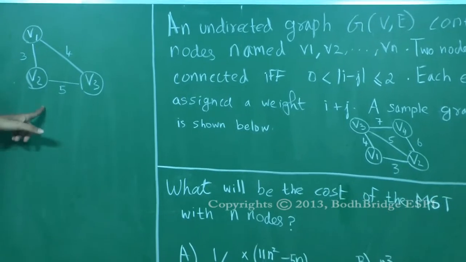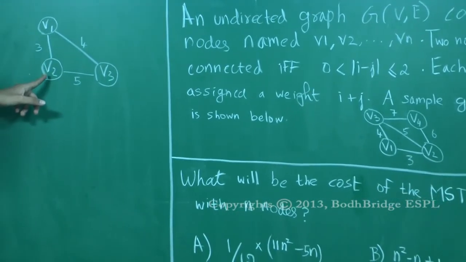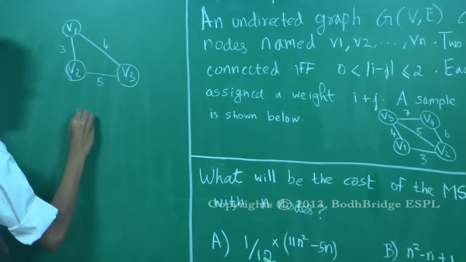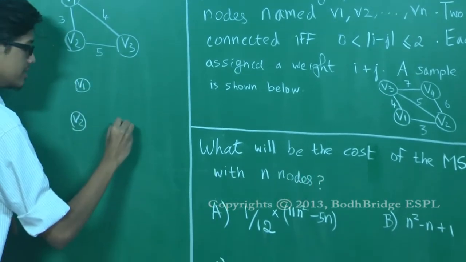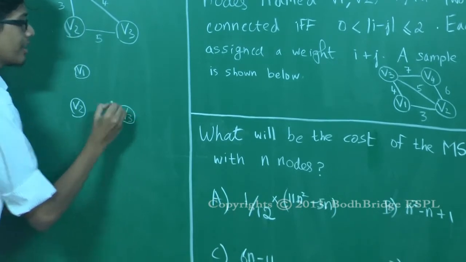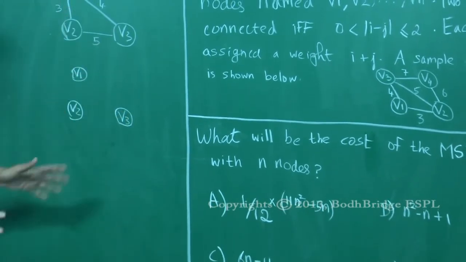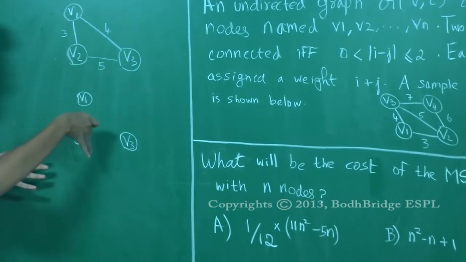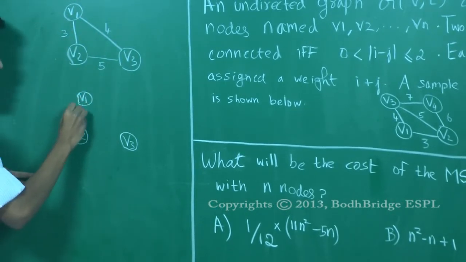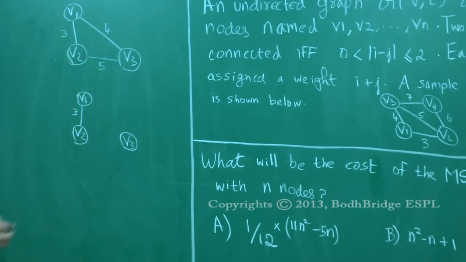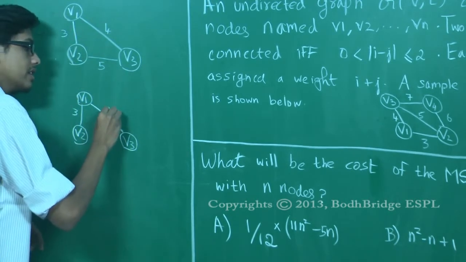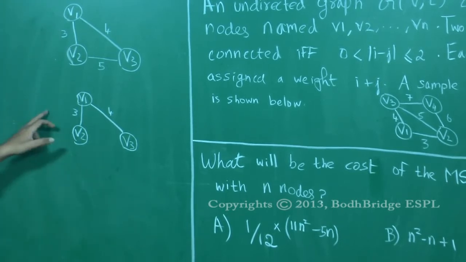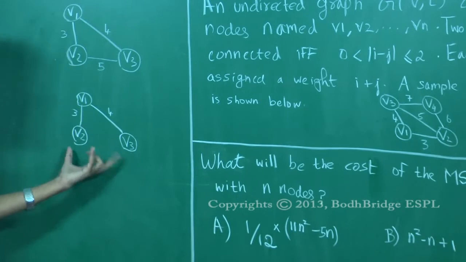For this graph, the minimum spanning tree, using Kruskal's algorithm, we can easily find. You take the most minimum among the weights and add that edge. So 3. The next most minimum is 4. Now all the nodes have been discovered. So this is the minimum spanning tree. So what is the cost of the minimum spanning tree of this graph? It's 7.